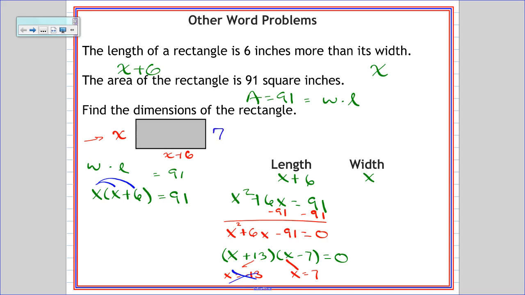If x equals 7, then x plus 6 would have to be 13. Not the negative 13 from before, but positive 13. And when I multiply those together, I'm going to find out that I have an area of 91. So my dimensions are 7 and 13.